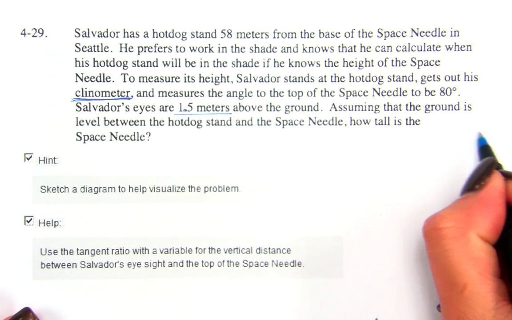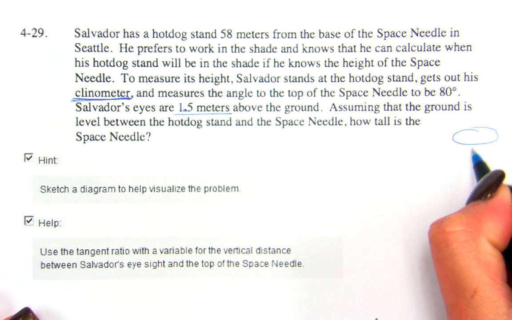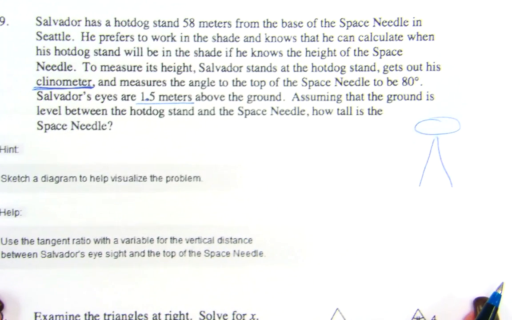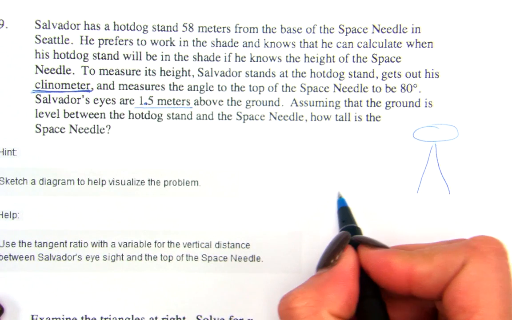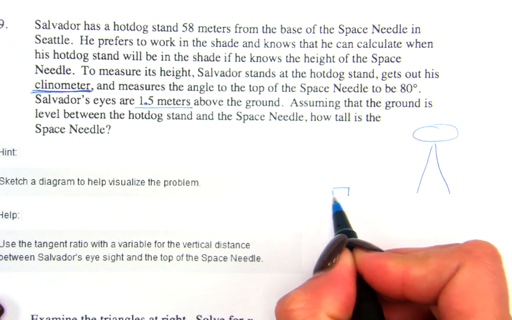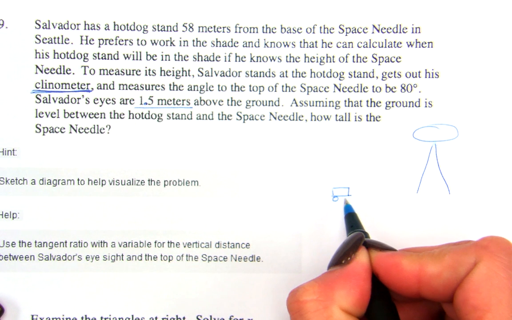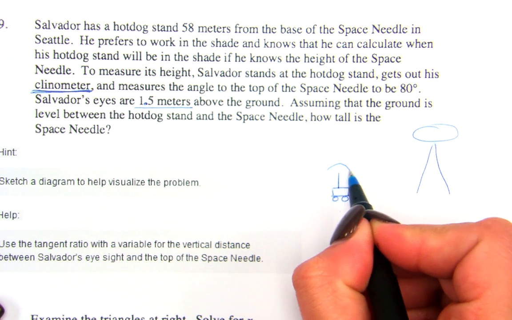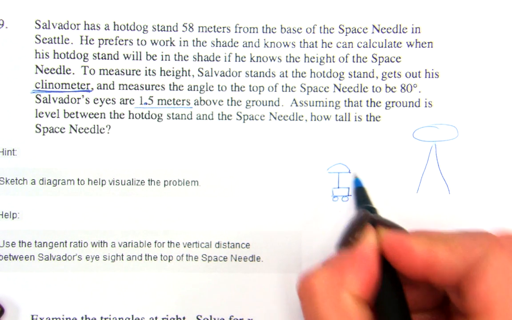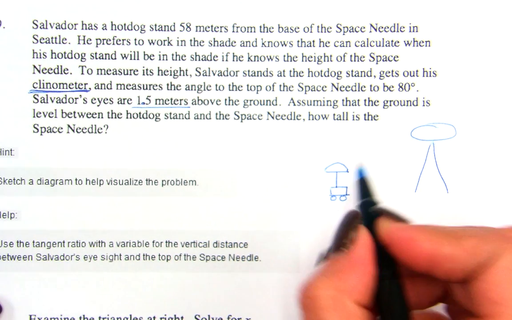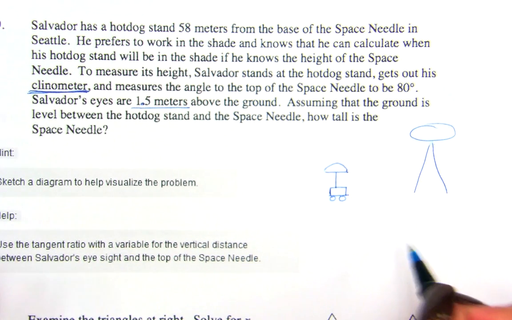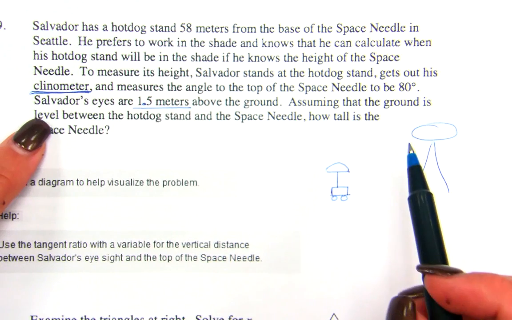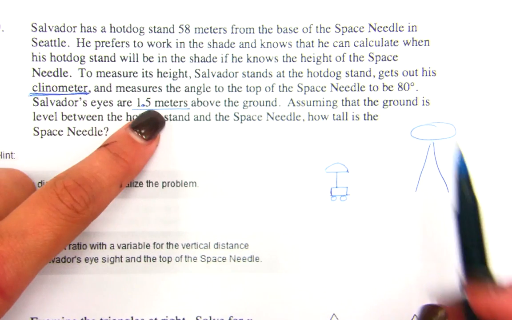Okay, well, I think this is what the Space Needle looks like. It's like this weird little thing going on. And then here's this little hot dog stand. I love these problems because I get to draw. It's got a little umbrella going on, right? That's pretty good, I'm not going to lie. And then he says, okay, he measured, he is 1.5 meters off the ground.